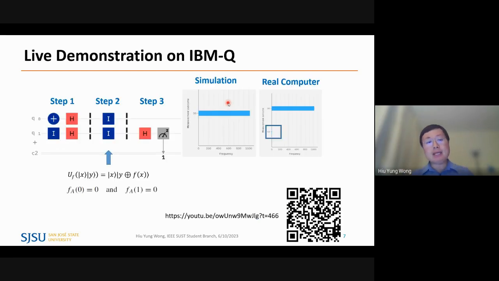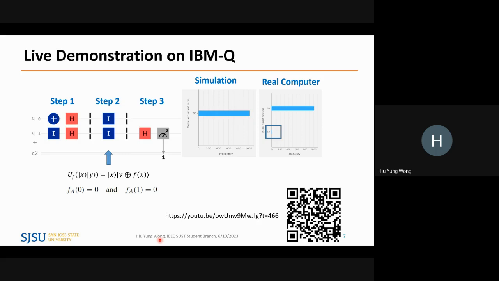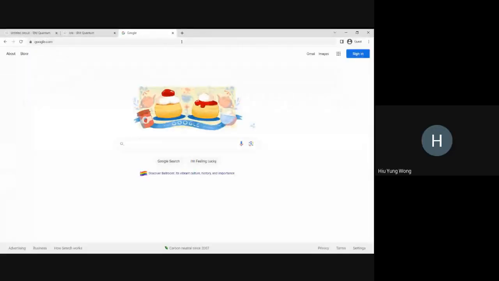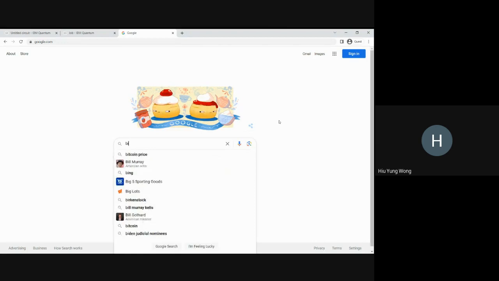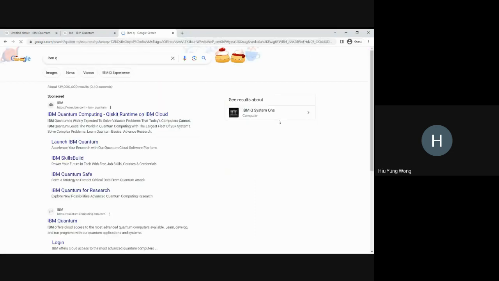Okay, so now let me share another screen that I want to show you, how to use IBM Q. Let me stop this presentation, and then I will share another screen. For those who already use it, can you see my browser? Yes, Professor, I can see that. Okay, great. So if you have not used it before, just go to IBM, type IBM Q.